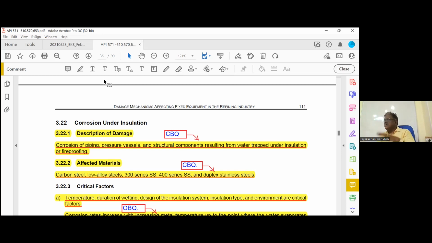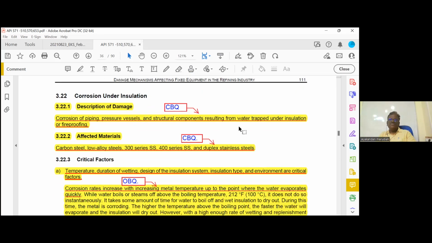we can do. So these are the key points about CUI, one of the important damage mechanisms. So please take this and highlight it. Corrosion of piping, pressure vessel, and structural components resulting from water trapped under insulation or fireproofing. That is a closed book question.